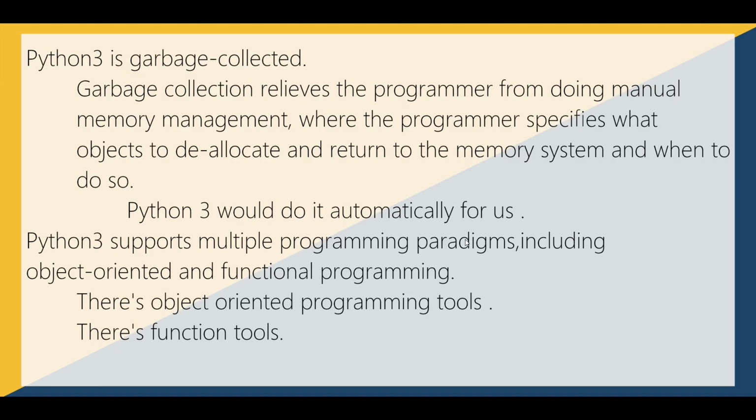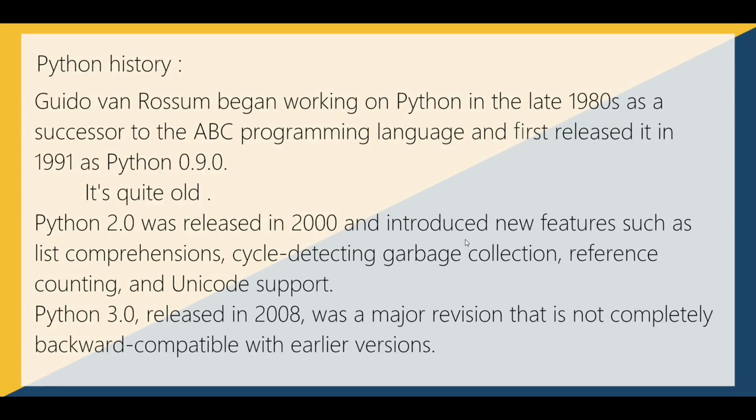Python 3 supports multiple programming paradigms, including object-oriented and functional programming. There are object-oriented programming tools in Python 3, and there are also functional tools. So you can play with functions and object-oriented programming. Also, there are multiple other things. Those are not the only features of Python 3. There are also other things than that. Okay, and now let's continue. So let's dig into the Python history.